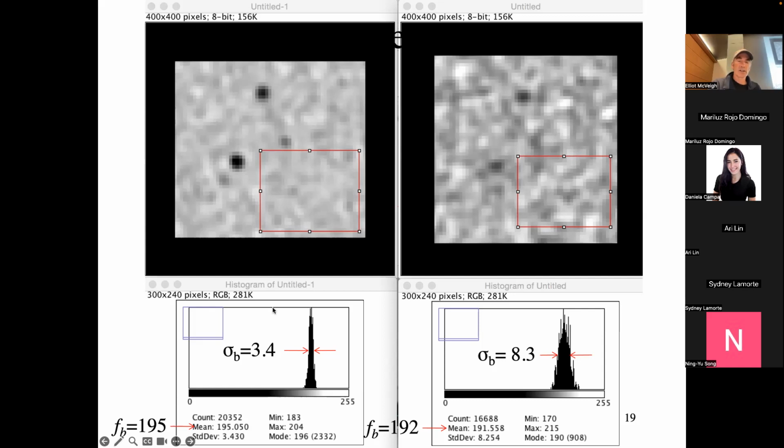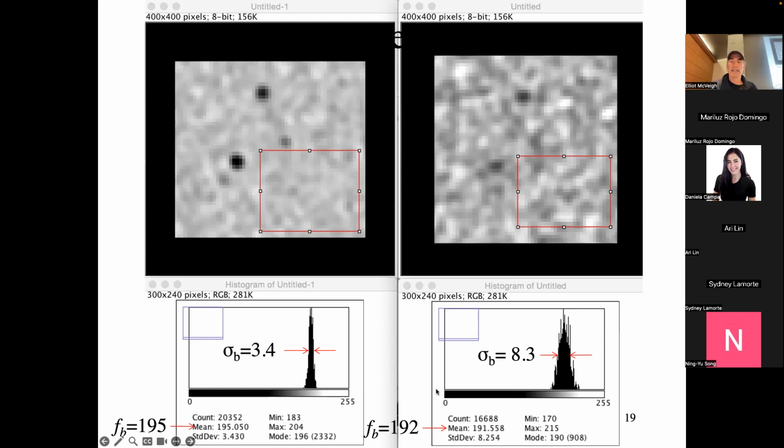We take the mean value of the background here, and it's 195. Mean value of the background here, 192. So that's essentially the same, right? When I plot the value of every pixel in this region of interest on a histogram, I get a function that looks like this. And the width of that function is the standard deviation around the mean. And the standard deviation is 3.4. And so 195 plus or minus 3.4 would give me 66% of all pixels, right? Plus or minus twice 3.4 would give me 95% of all pixels in there, right?